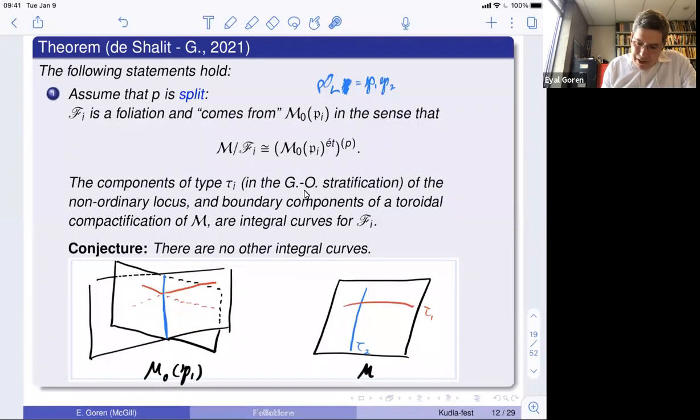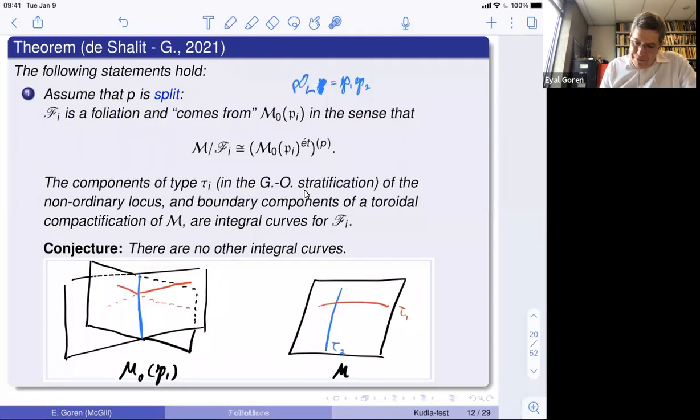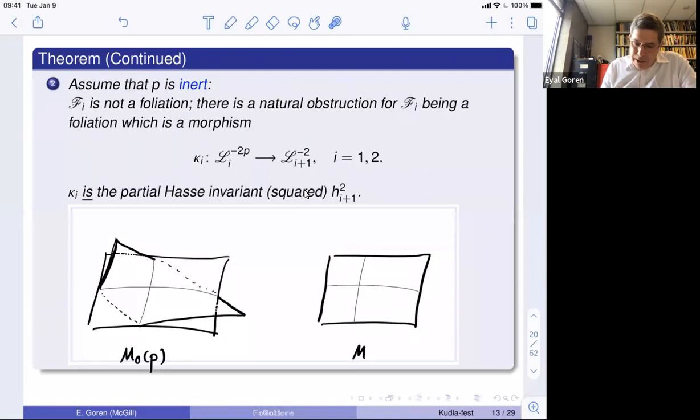And this describes, if you wish, in a precise way, the tau component of this moduli space. Okay. Now, if P is inert, actually those FIs are not foliations. Okay, the picture is much more complicated in this case.